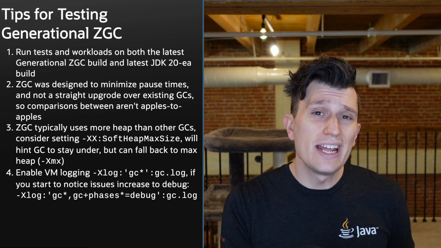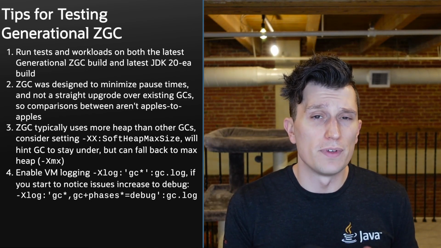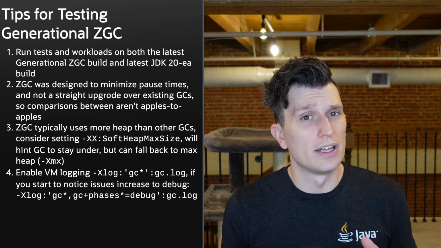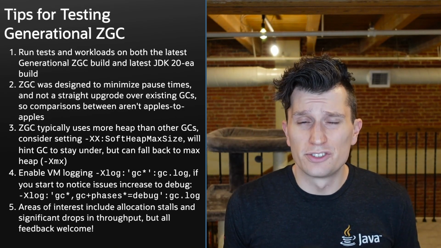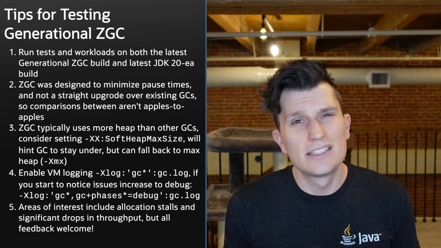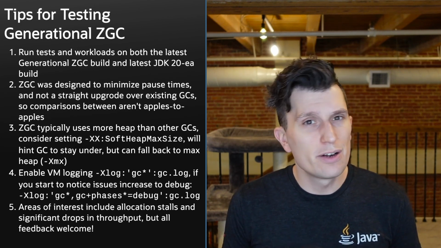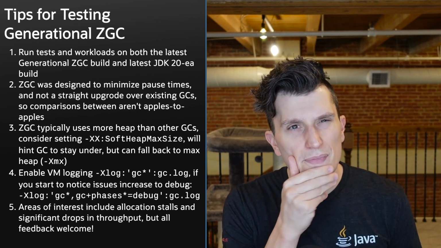4. When running tests and workloads against Generational ZGC, be sure to enable VM logging. If you're running into issues, consider increasing logging levels to debug. 5. Areas of particular interest would be allocation stalls and significant throughput reductions, so definitely be on the lookout for those, but again, we are looking to hear any and all feedback. Okay, I think that's it. Oh right, so where do you get these Generational ZGC builds?